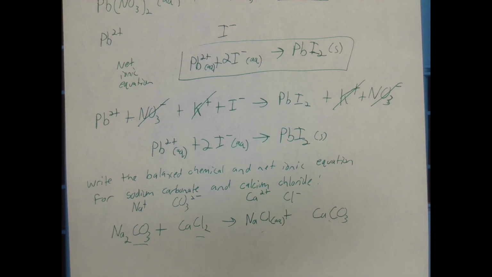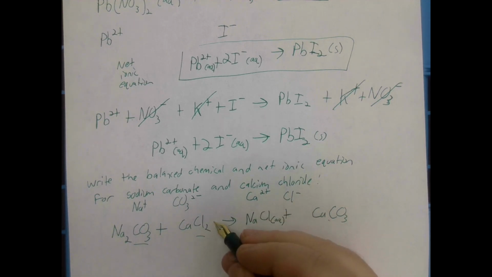All chlorides are soluble unless mixed with silver, lead, or mercury. That is sodium. It's not silver, lead, or mercury, so that means chloride is soluble. Likewise, this chloride is soluble.